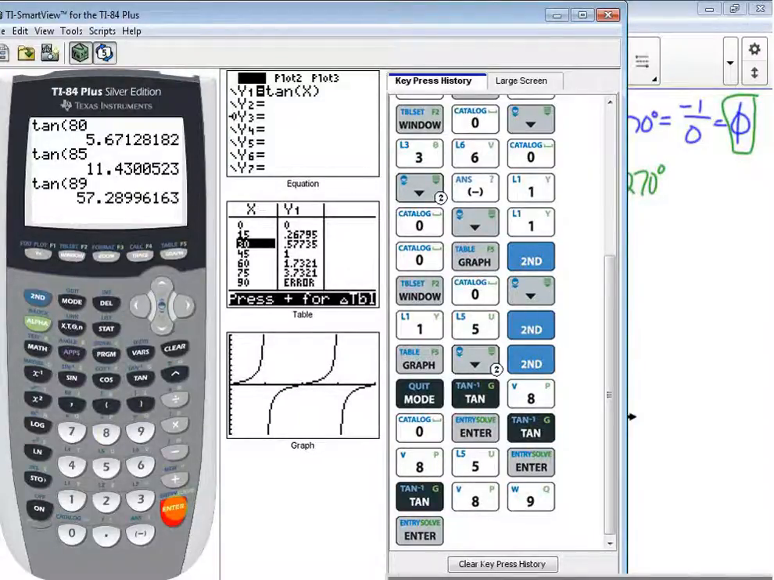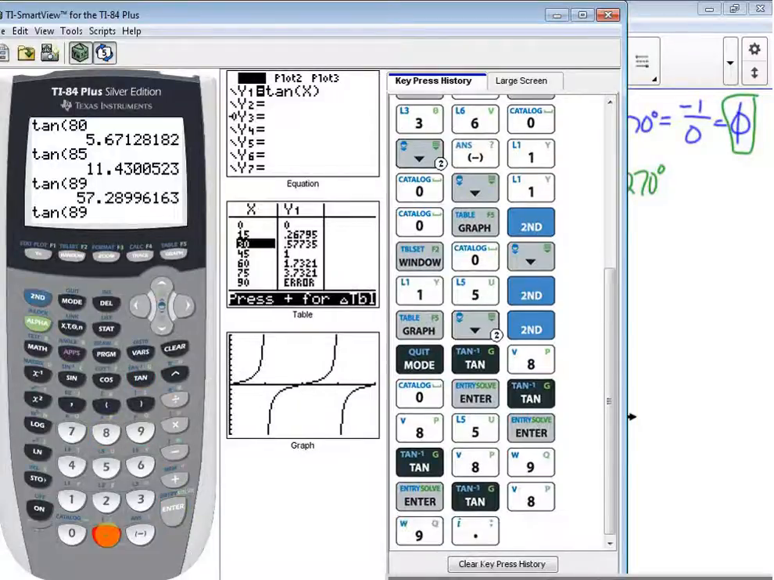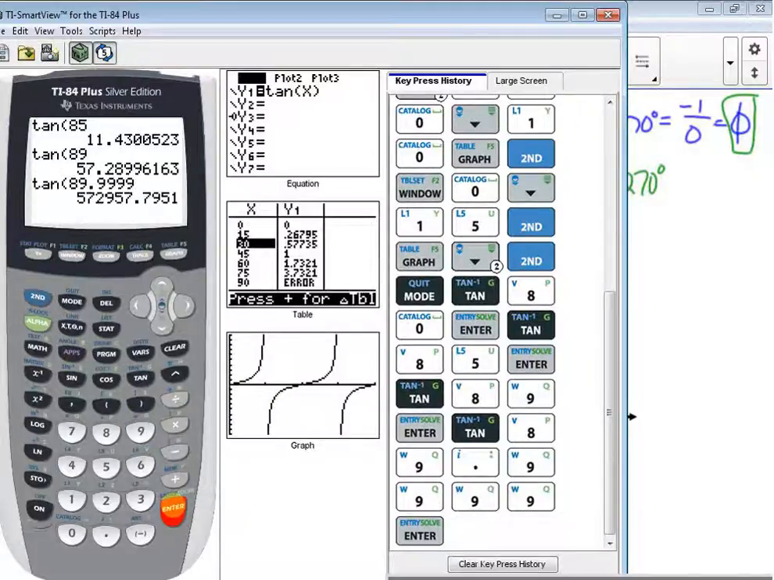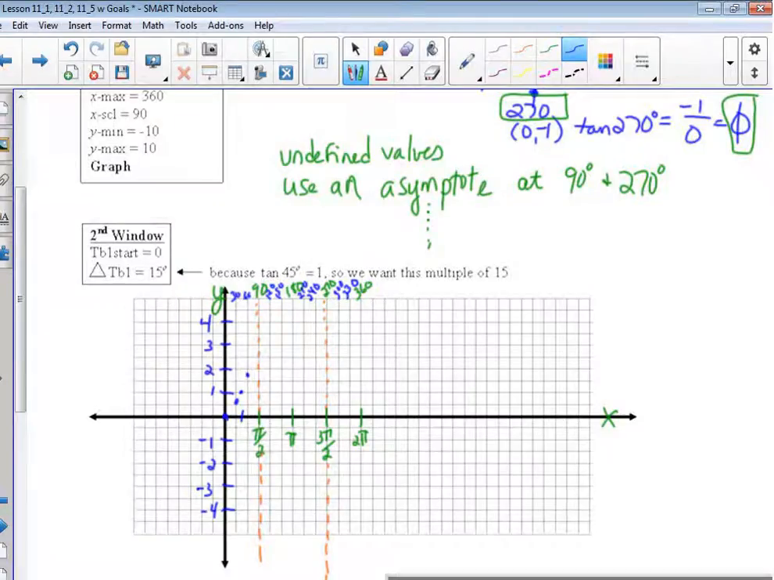So, if you change that to tan of like 89.9999, now we're at 572,957. So, if you were to plot that, it would go up and up and up really high. It's never going to cross over this asymptote at 90 degrees. So to compensate, we just draw our arrows along there.